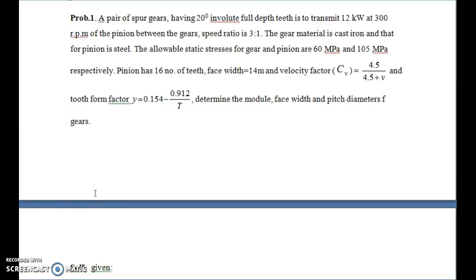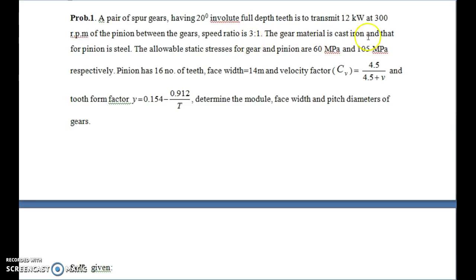Okay, in this section, let's start with the example of determining the module, face width and pitch diameter of the gears. For a pair of spur gears having 20-degree involute full depth teeth, 12 kilowatt power is to be transmitted at 300 rpm of the pinion, and the speed ratio is 3:1.